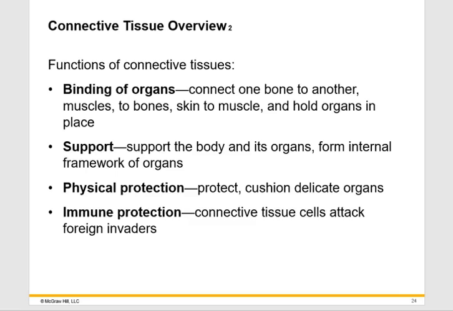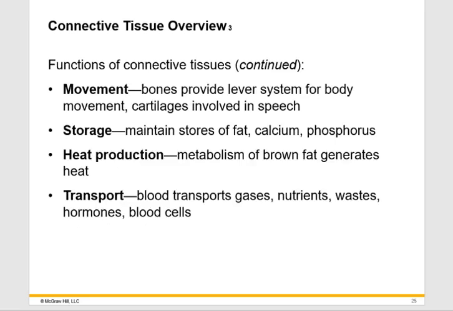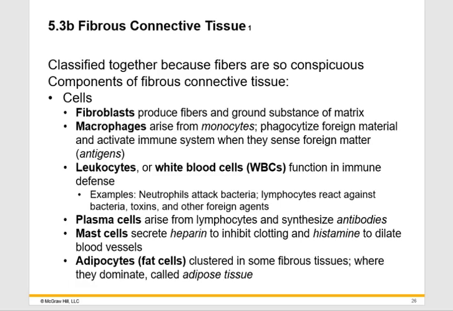So as we look through our connective tissue, we want to think of a few major functions. Connective tissue helps bind organs together, as I already mentioned. It provides support, both physical and immune protection, sometimes movement, because our bones are made of connective tissue, storage, heat production, and transport.